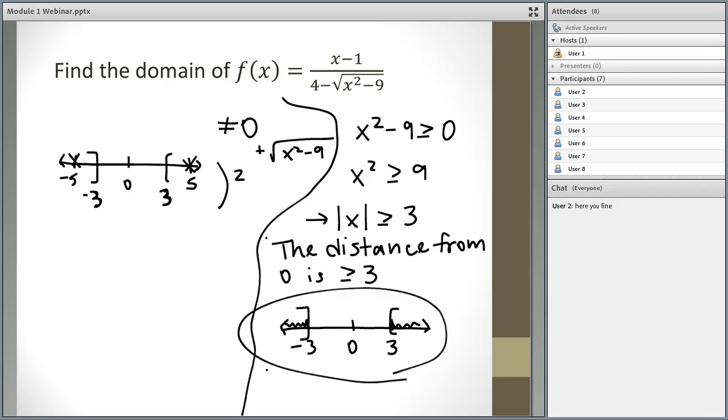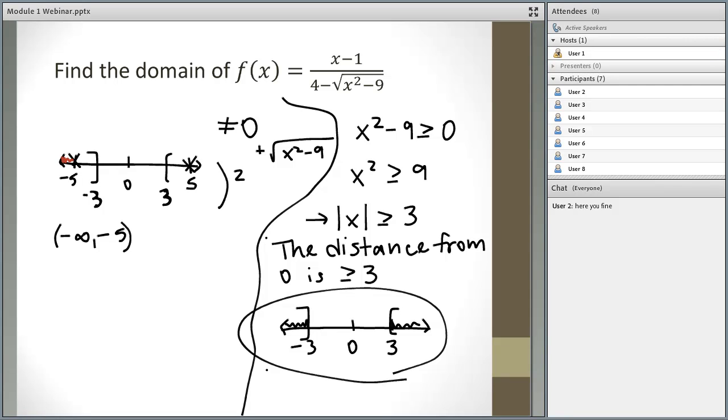So what we're going to have is a lot of different intervals. We're going to have the original interval starting from the left, from negative infinity up to negative 5. Are we going to include negative 5? No, because if we did, then that would mean that we'd have 0 in the denominator. So our first part of the domain is from negative infinity up to -5, and we don't include the negative infinity ever, and we also don't include the -5.